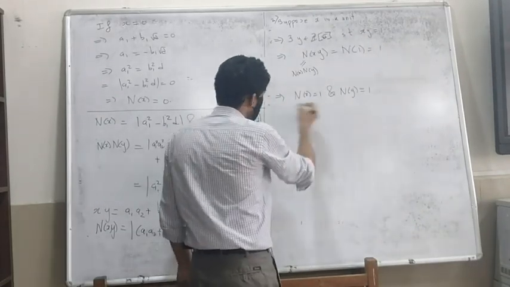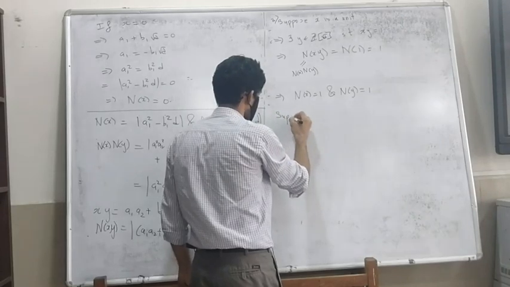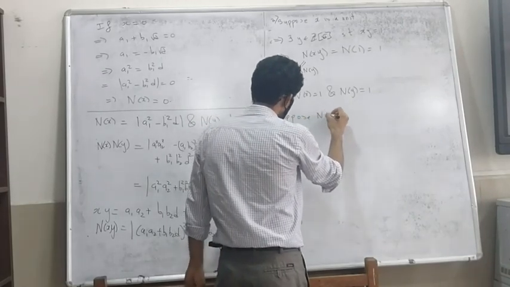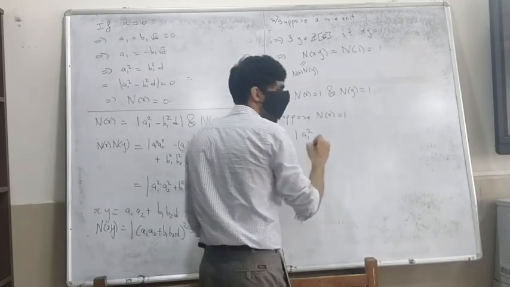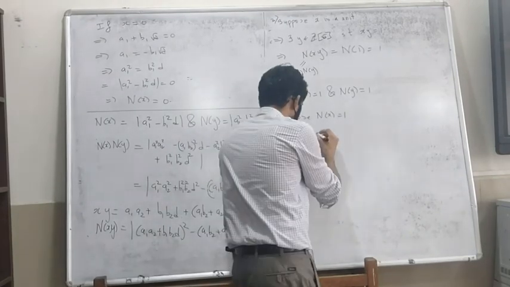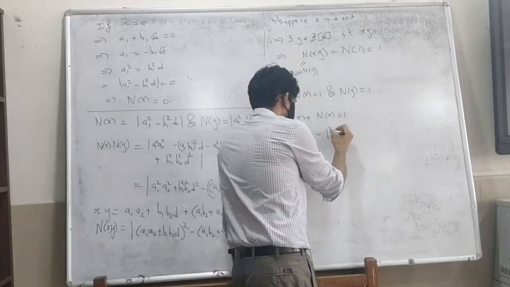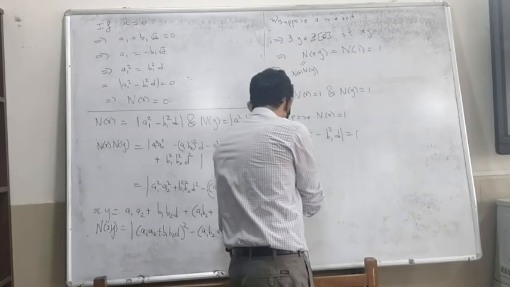Okay, what about the other case? Suppose n of x is 1, then what happens? The modulus of a1 square minus b1 square d is 1, I am taking this as x, right? What does this mean?